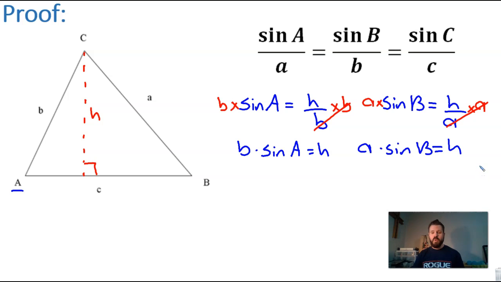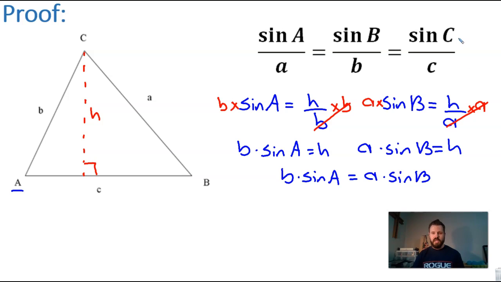Now since I have two equations that are both equal to H, what I can do is set them equal to each other. Since they both equal that same height, I know that B times sine A is equal to A times sine B.